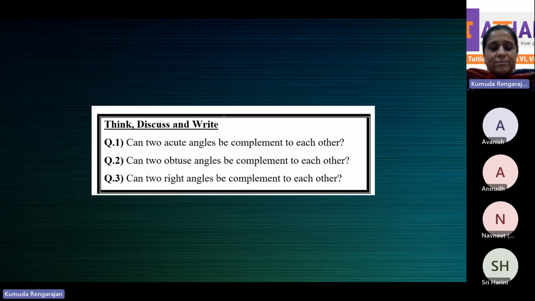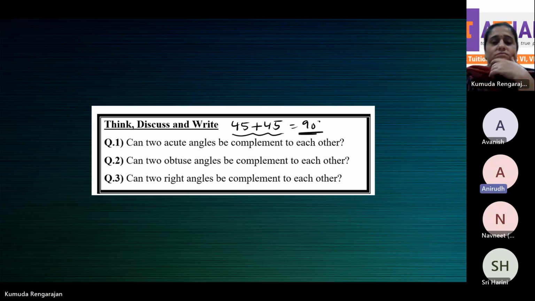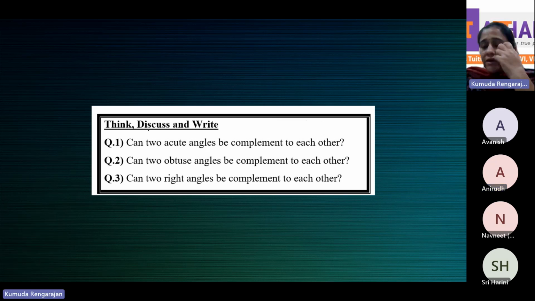Okay, I'll give you an example. 45 degrees is an acute angle. 45 degrees is an acute angle. The sum is 90. So two acute angles can be complementary. Oh, ma'am, then what is the measure of an acute angle? Any angle more than 0 degrees but less than 90 degrees is an acute angle. Okay, ma'am.